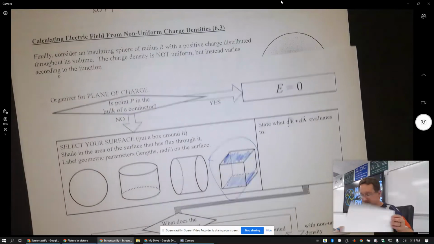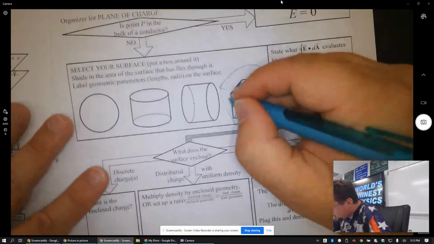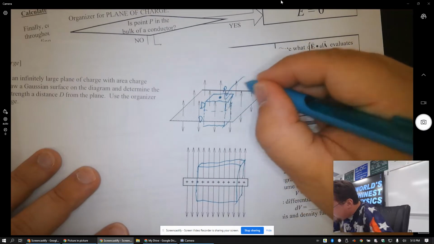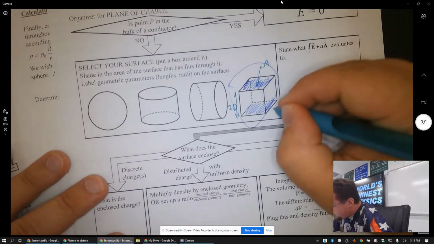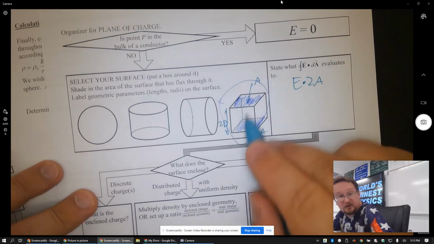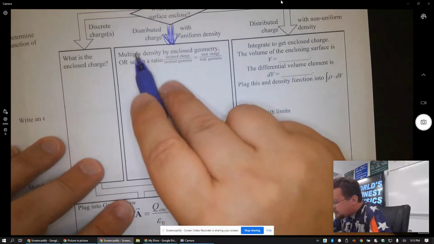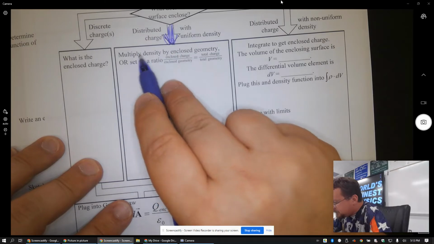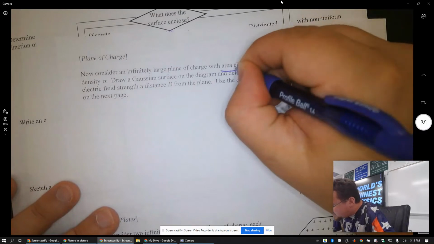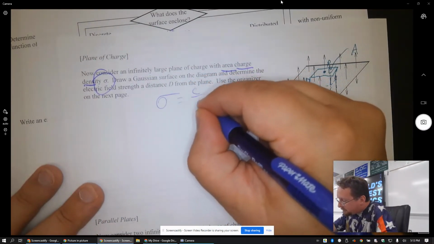Okay, so that's D. That's D. So this is going to be 2D tall. And then I'm just going to say that the area of that face is A. I'm just going to call this A. So electric field is going to get multiplied by 2A because electric field goes out 2 As. Okay, again, the uniform density. Multiply density by enclosed area. What I have here is what's called an area charge density sigma. That means sigma is in coulombs per meter squared.